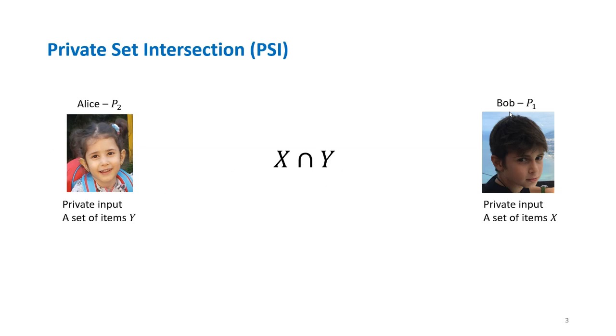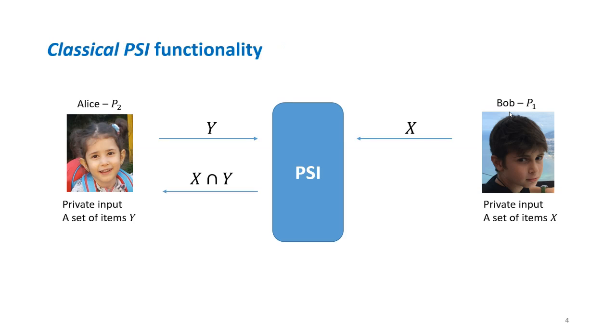A two-party private set intersection protocol is a protocol where there are two parties P1 and P2 having their own sets and they want to learn the intersection without leaking any information about their items that are not in the intersection. In the classical private set intersection functionality, the parties input their set to the functionality and one of the parties outputs the intersection.